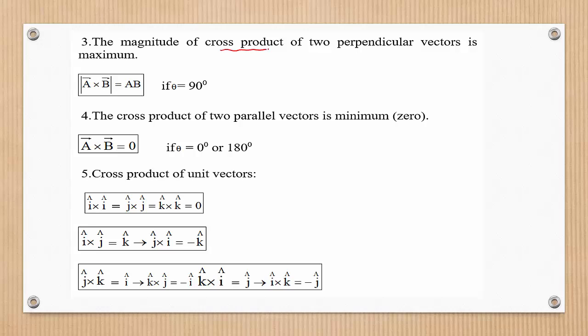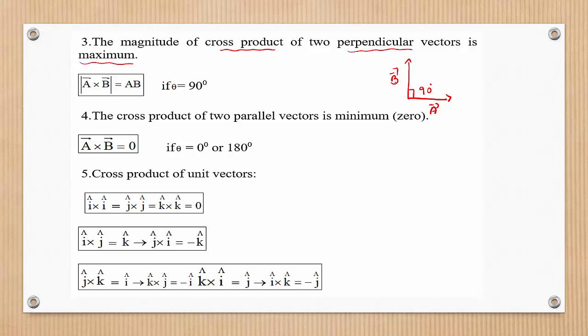The magnitude of cross product of two perpendicular vectors is maximum. We are only talking about magnitude when two vectors are perpendicular. Let us take this is vector A and this is vector B. If they are perpendicular, the angle between them is 90 degrees.